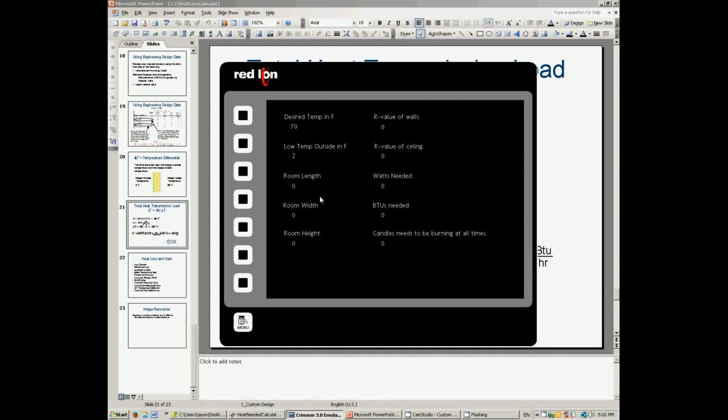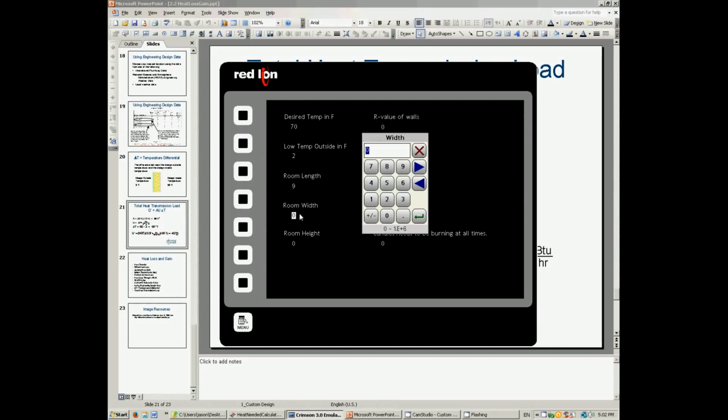Now we're going to say the length of our room is 9 foot, and the width, also in feet, we'll say 6 foot. This will be maybe a bathroom. And of course the height of a normal room is 7 to 8 foot, and if it's not 8 foot, it's not considered a room.